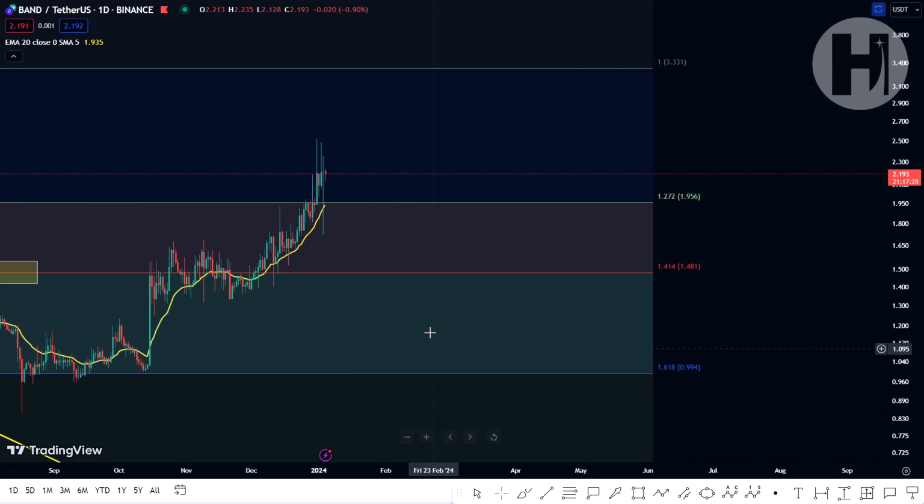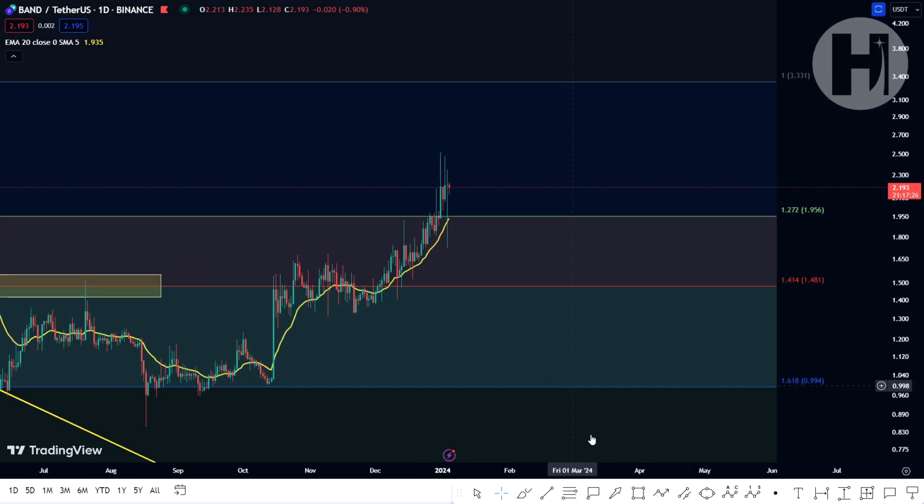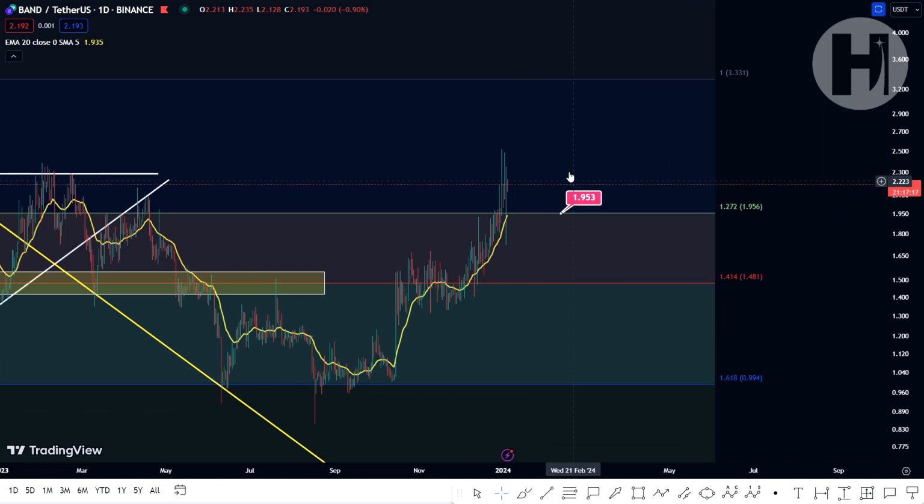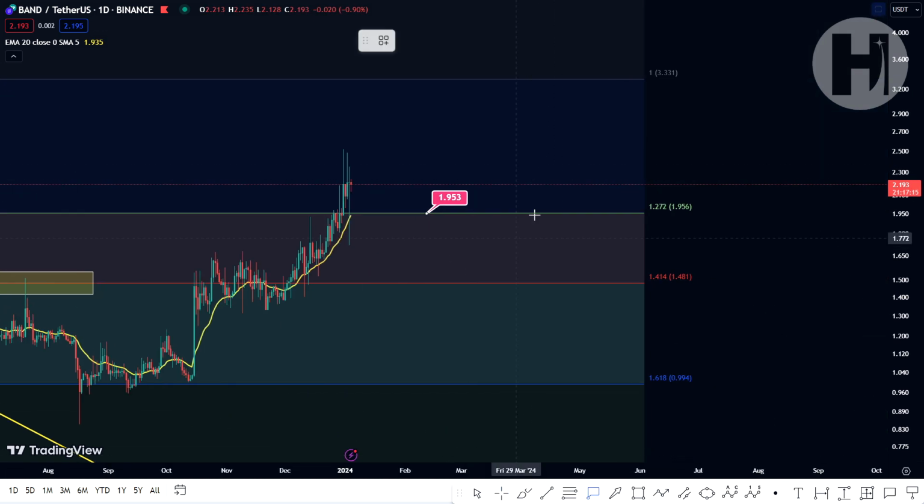But if you're looking to buy in right now, the first level I would look forward to is $1.95, which is the 1.272 fib. And if I'm being honest, I do think we're going to break below that, but you don't know how low you're going to go. So there's always a risk factor in waiting.